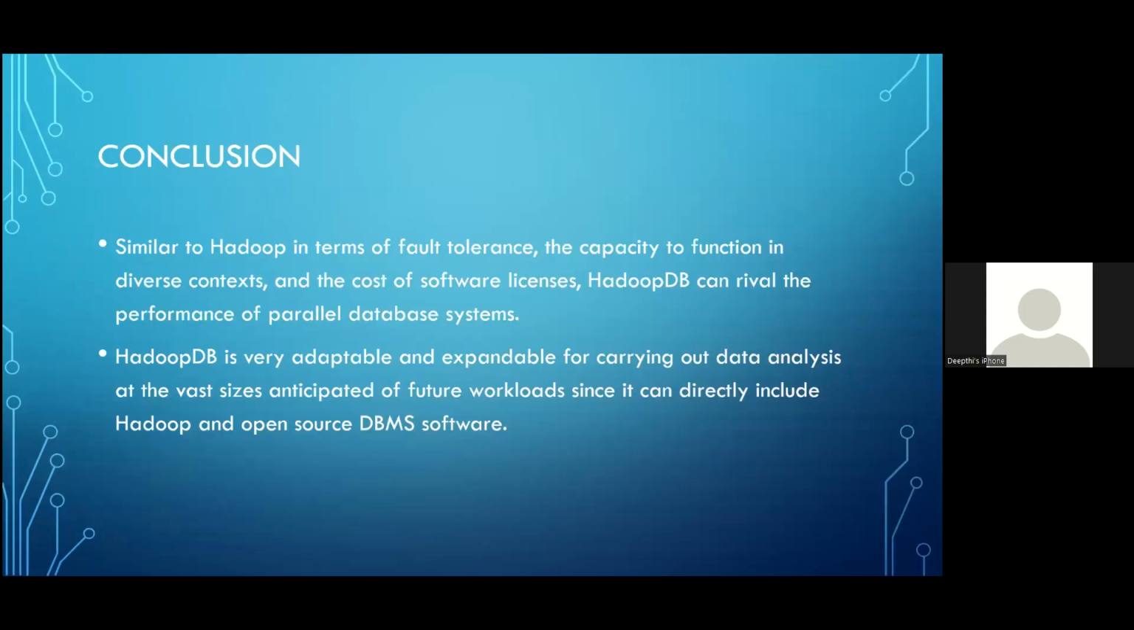Next. So now the conclusion: HadoopDB is a hybrid of parallel DBMS and Hadoop approaches to data analysis, achieving the performance and efficiency of parallel databases while still yielding the scalability, fault tolerance, and flexibility of MapReduce-based systems. The ability of HadoopDB to directly incorporate Hadoop and open source DBMS software makes HadoopDB particularly flexible and extensible for performing data analysis at the large scales expected of future workloads.